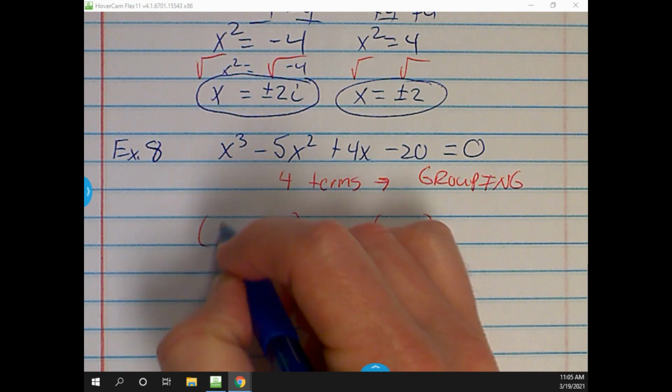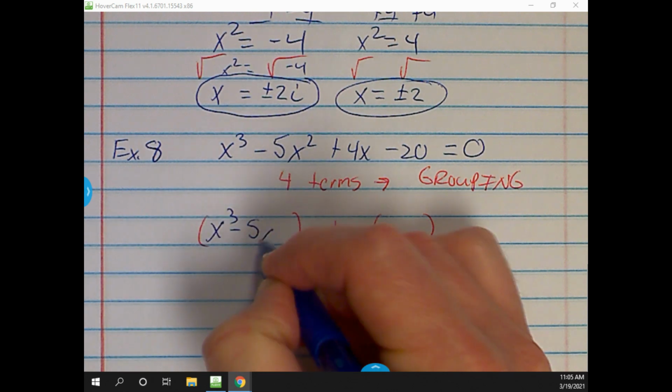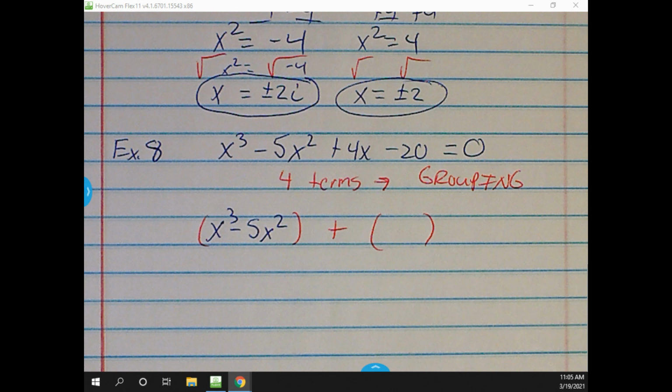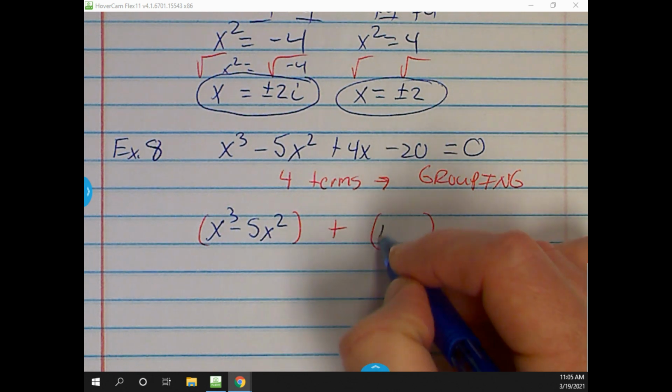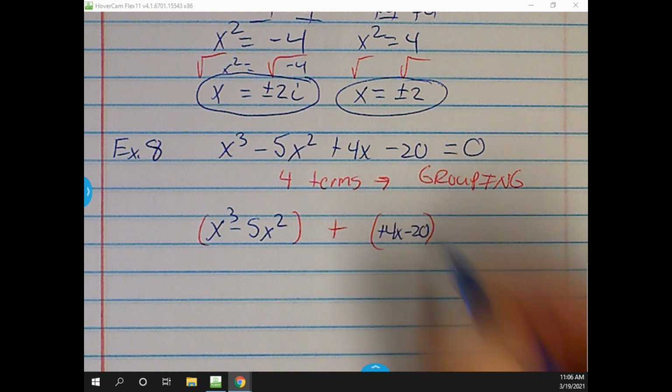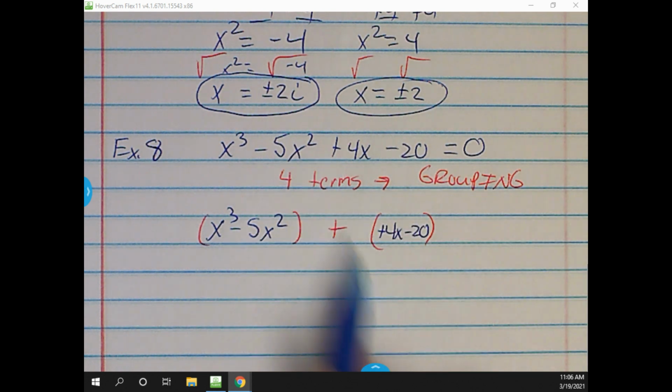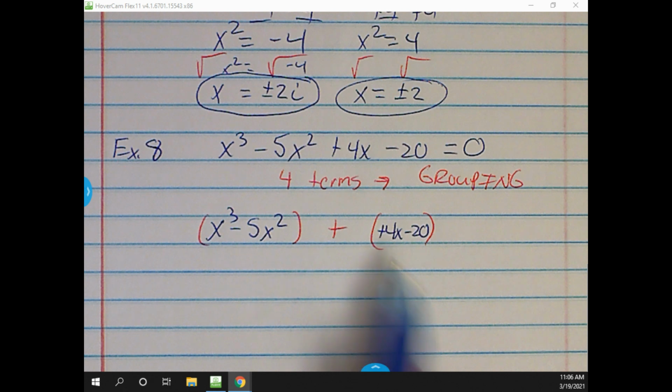All right, so put the first 2 together. That's the x to the 3rd and the minus 5x squared in the first parentheses. The second parentheses will get the plus 4x, and then the minus 20. Regardless of what the sign is, you always take it on the inside, especially if it's a negative. With a positive, it's not that big a deal. But if that was a negative, you'd have to take that negative on the inside with the 4x.